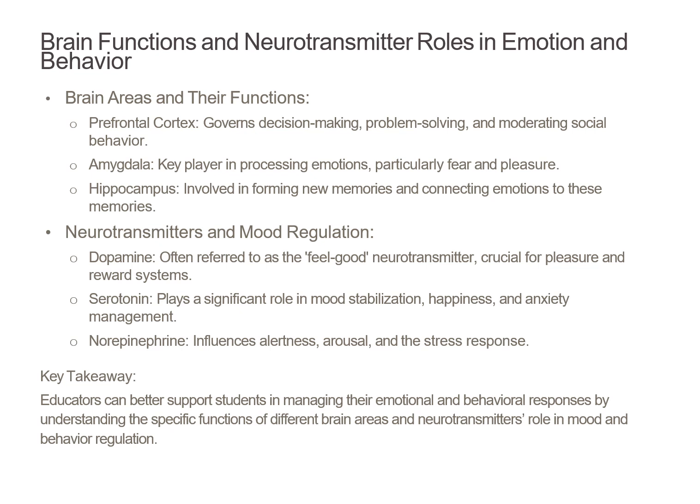Now, let's talk about neurotransmitters, the brain's chemical messengers. Dopamine, the feel good neurotransmitter, is central to our pleasure and reward systems. It influences how students perceive rewards and motivation. Serotonin regulates mood, happiness, and anxiety, providing a balance that affects students' well being. And norepinephrine, associated with alertness and the stress response, helps prepare the brain to react to stressful situations.